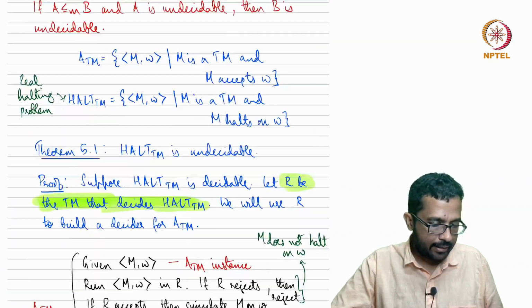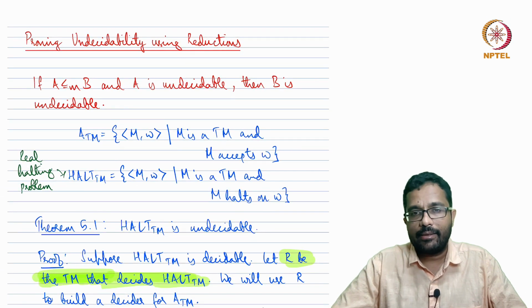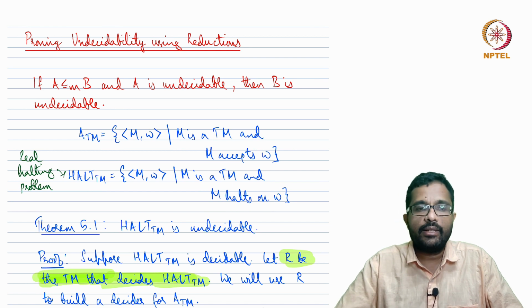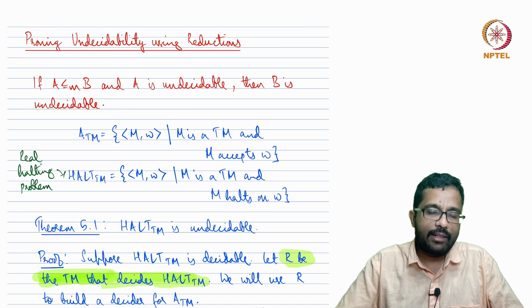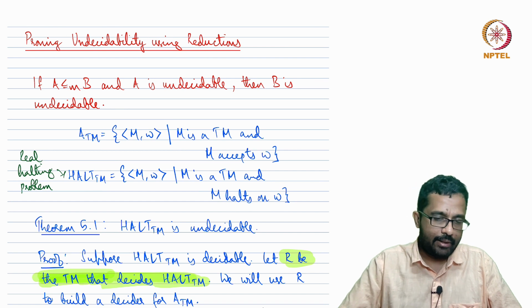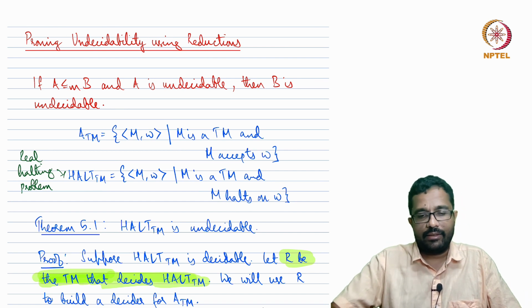And in the next lecture, lecture number 41, we will see Rice's theorem, where we will see that for a given Turing machine, testing whether the language recognized by this Turing machine has a certain property is also undecidable for any property, right?